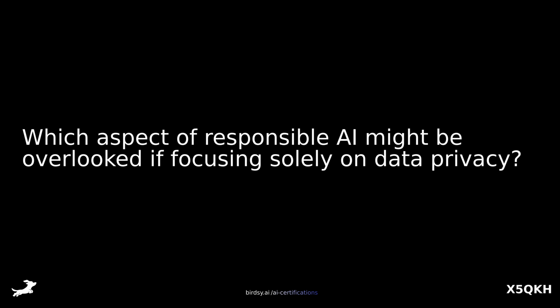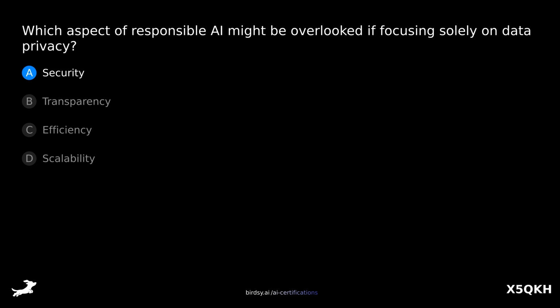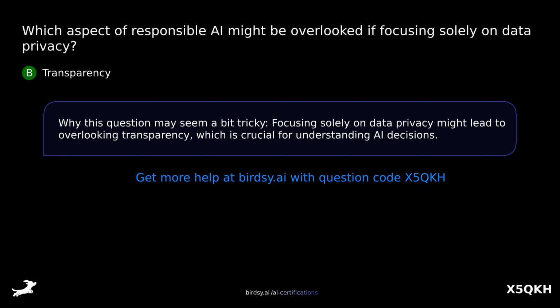Which aspect of responsible AI might be overlooked if focusing solely on data privacy? Is it A, security, B, transparency, C, efficiency, or D, scalability? The answer is B, transparency. While this question may seem a bit tricky, focusing solely on data privacy might lead to overlooking transparency, which is crucial for understanding AI decisions.